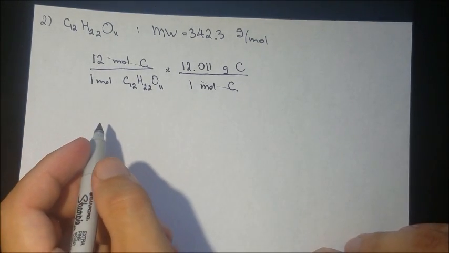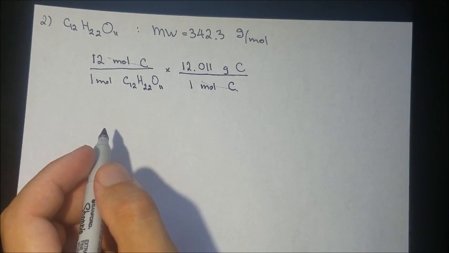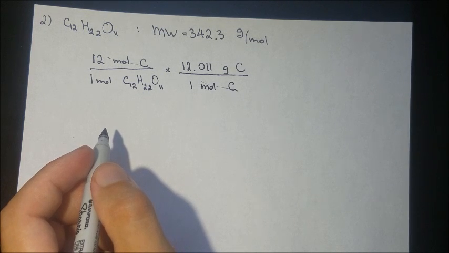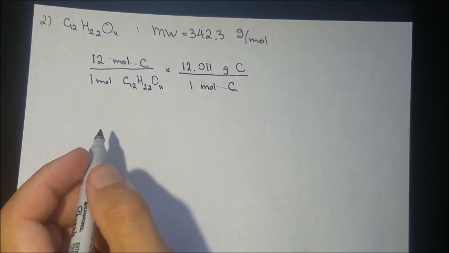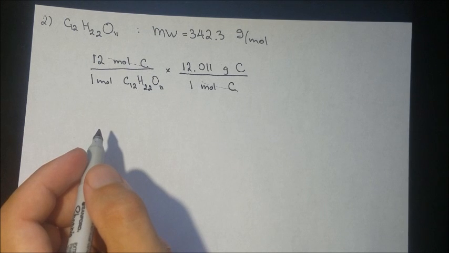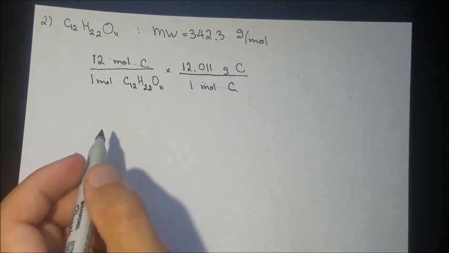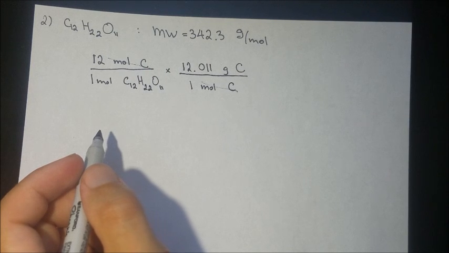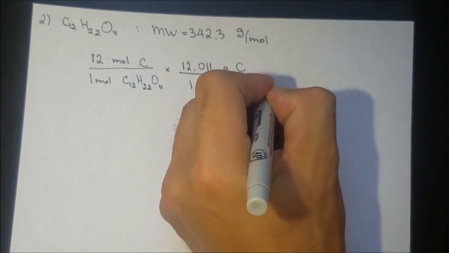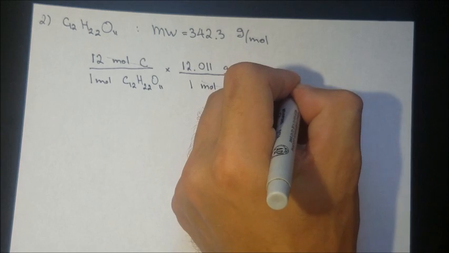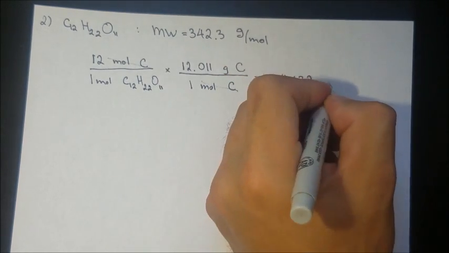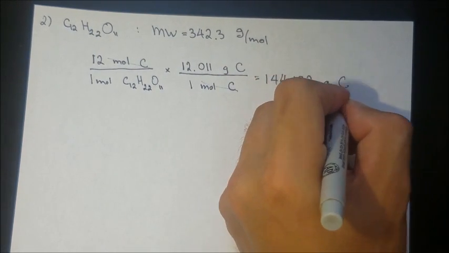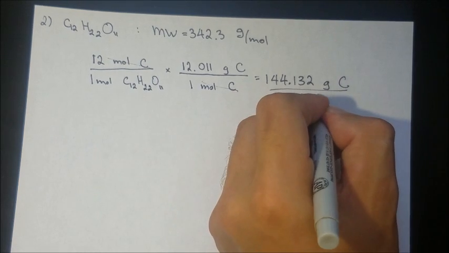So if I take this and run it through my calculator, which I can do right here, I would determine here that 12 times 12.011 would be 144.132 grams of carbon per mole of maltose.